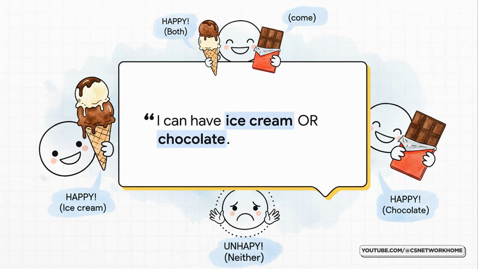And this is the perfect way to think about it. If someone tells you, for dessert, you can have ice cream or chocolate. You're happy if you get ice cream. You're happy if you get chocolate. You'd probably even be happy if you got both. The only time that statement is false is if you end up with neither.